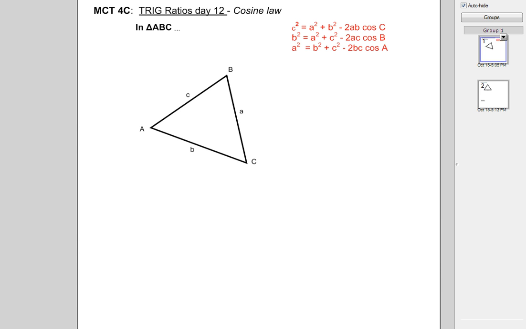Grade 12s, we're going to look at the cosine law, which is your tried and true friend and nothing new and crazy sent at you, just a little bit of practice. So the cosine law can be any one of the above: c squared equals a squared plus b squared minus 2ab cos C.